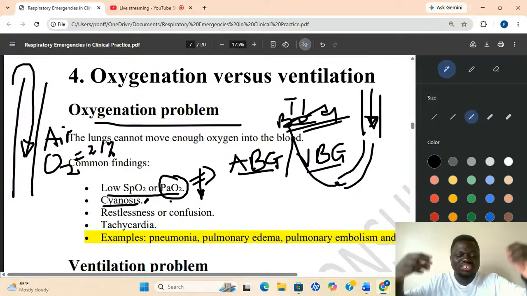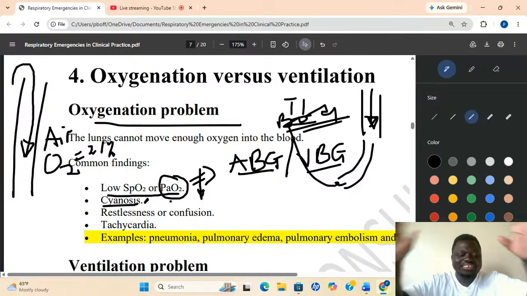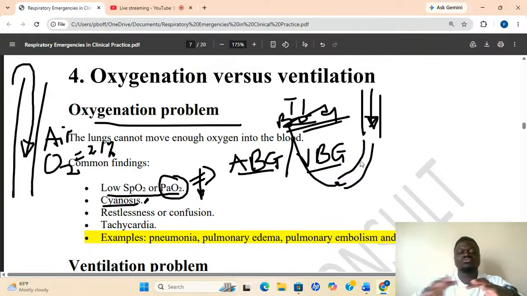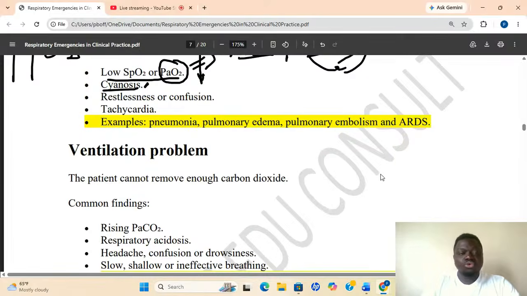Restlessness, confusion, that should tell you that the brain is not getting enough oxygen. So the brain is also getting in trouble. Then tachycardia, the heart will try to pump. This is a compensatory mechanism. We call it reflex tachycardia. So all these will come in. It's a clear sign. In NCLEX, you see it when you get respiratory conditions. You will see clearly that, oh, I am having trouble.